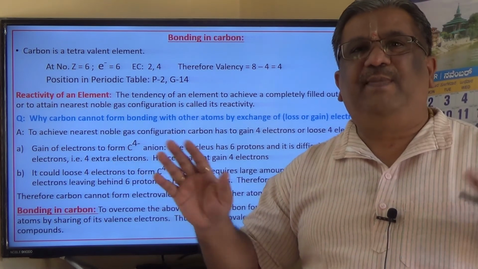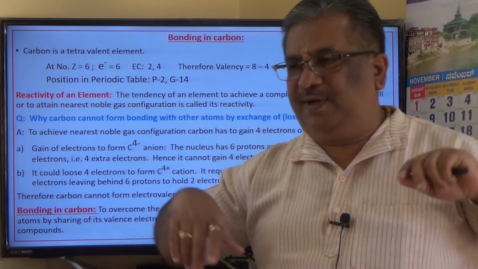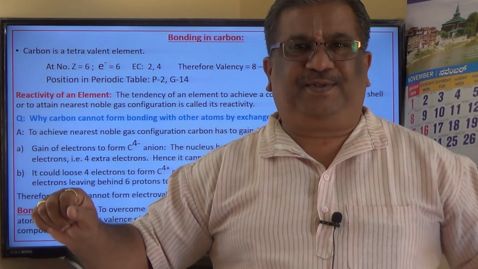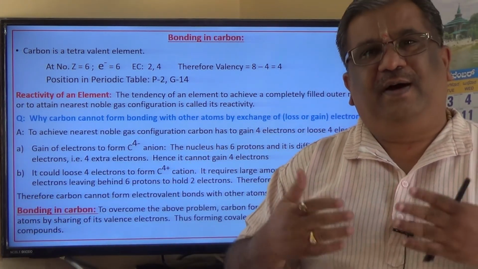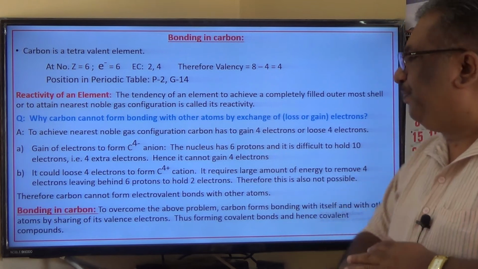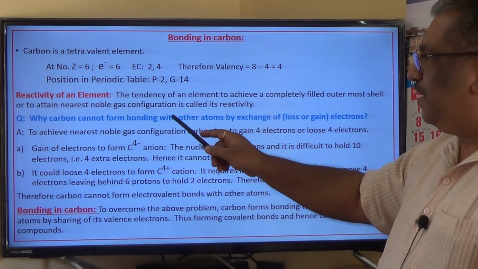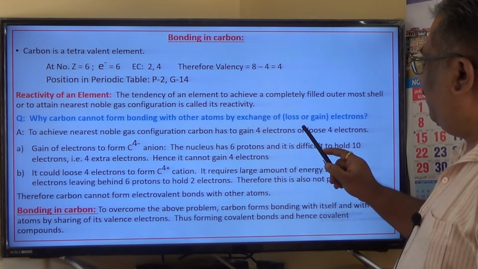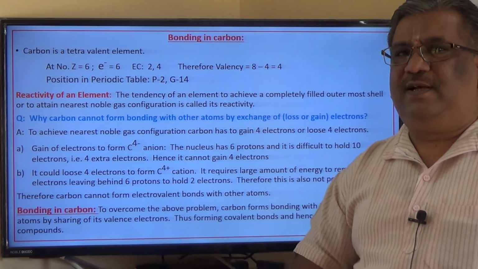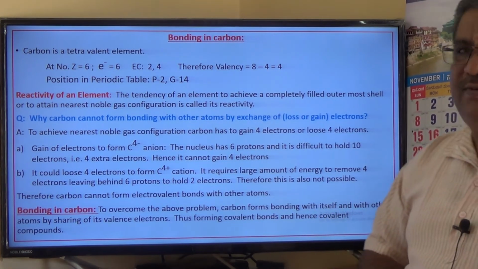And these valencies, the 4 electrons, can be compared with 4 arms. There are 4 arms for the carbon, something like this, and it can hold 4 neighboring atoms, and therefore it can form covalent bonds by sharing of electrons. Okay, I think this is very clear for all of you. And the most important question: why can carbon not form bonding with other atoms by exchange of electrons? To answer this, there are these 2 reasons, and hence the bonding in carbon is covalent bonding, and it forms covalent compounds. Hope this slide is very clear for all of you.